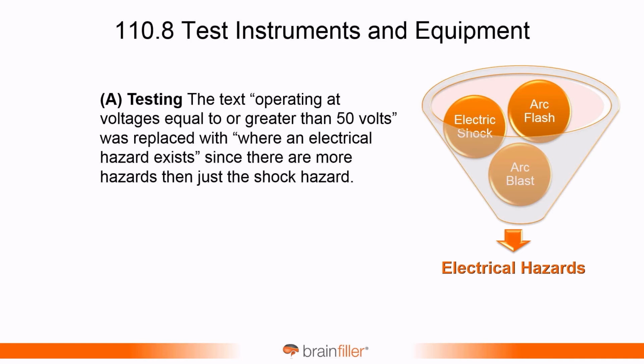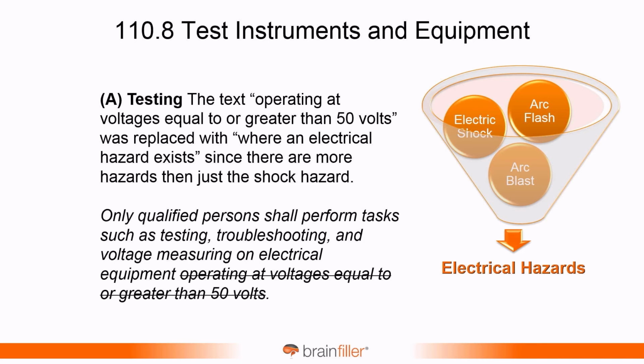Test instruments and equipment. So with test instruments and equipment, a minor change here, but it actually has, I think, some far-reaching ramifications. The text "operating at voltages equal to or greater than 50 volts" was replaced. And it was replaced with "where the electrical hazard exists." And let me show you what this actually looks like, the full text. The reference to 50 volts was eliminated. The reason the reference to 50 volts was eliminated, that kind of implies that the only real issue is the shock hazard. And there's more than a shock hazard.